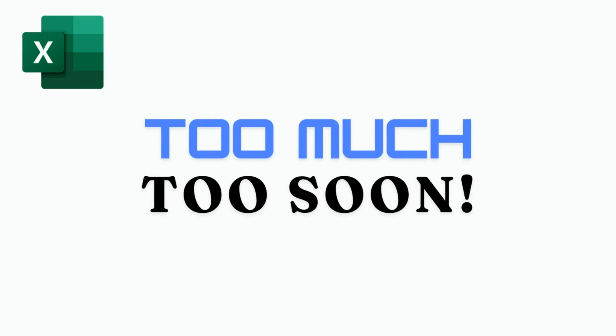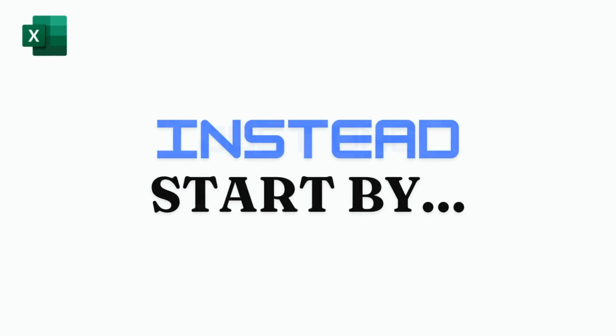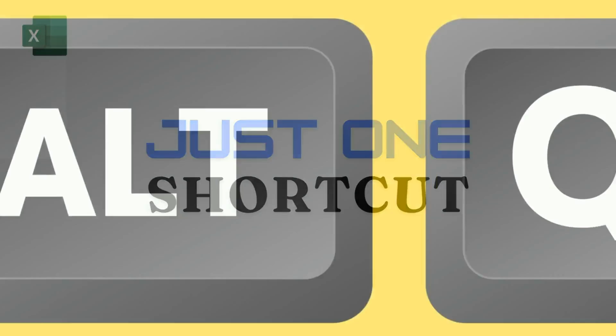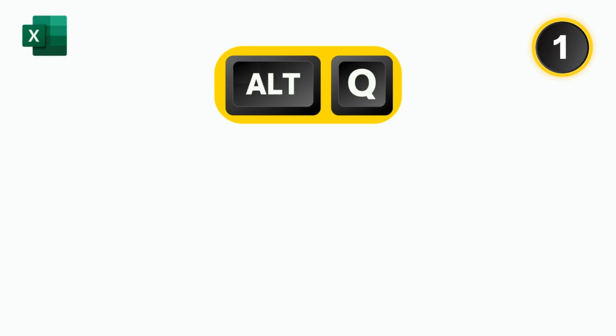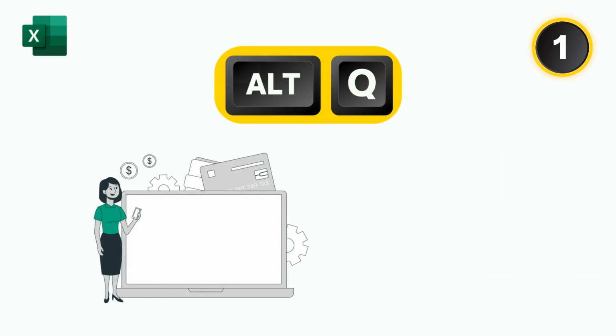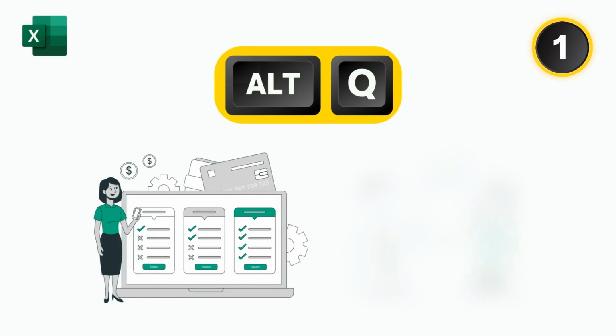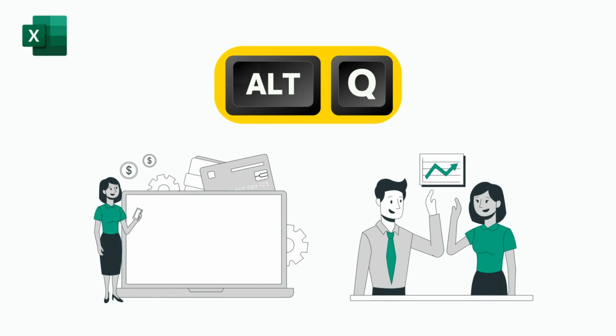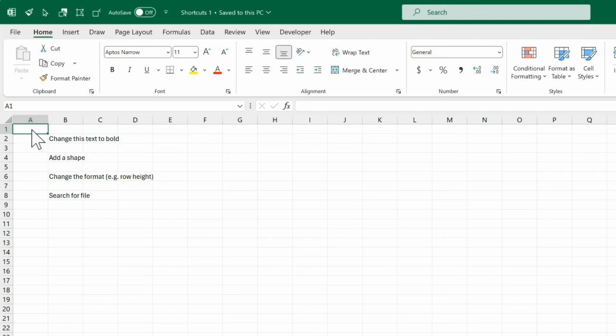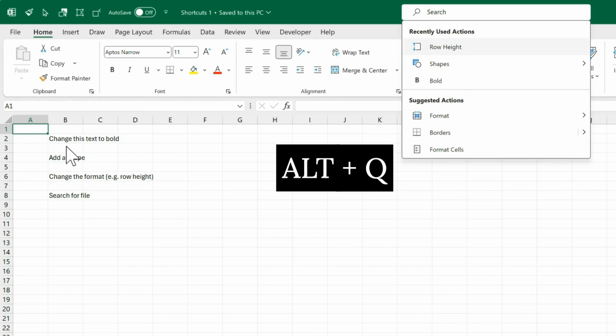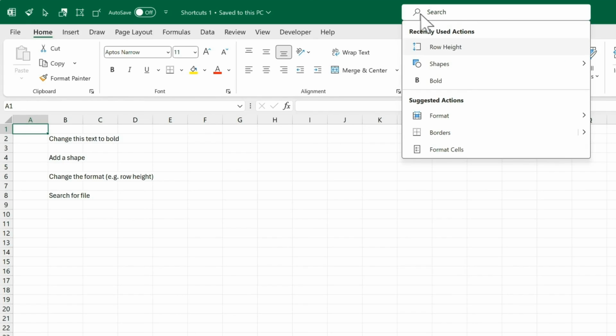It's too much too soon. Instead, start by remembering just one shortcut. Alt-Q. You see, Alt-Q unlocks a whole lot more, and it gives you a high return on investment. Simply press and hold the Alt key, then press Q, then let go of both. This activates the search box, which is also known as the Tell Me box in Excel 2016-2019.